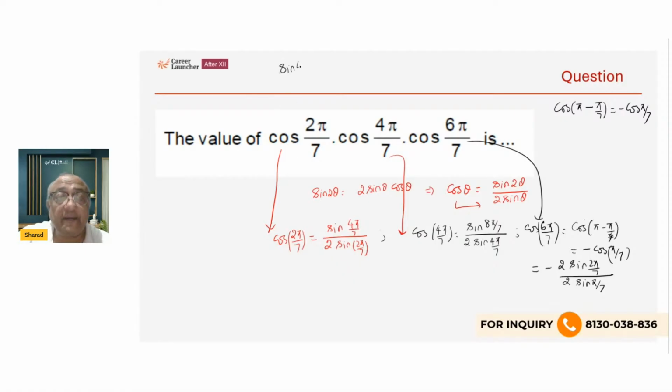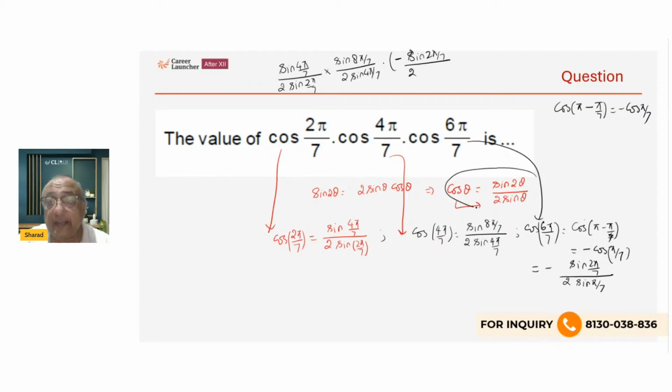First value is sine 4 pi by 7 upon 2 sine 2 pi by 7. Very good. Second value is sine 8 pi by 7 upon 2 sine 4 pi by 7. Very good. Into minus. This 2 is not there. Please don't write this 2. Minus sine 2 pi by 7 upon, in the denominator 2 is coming. See this formula? Sine of 2 theta, and in the denominator this is 2 sine theta. 2 sine pi by 7.